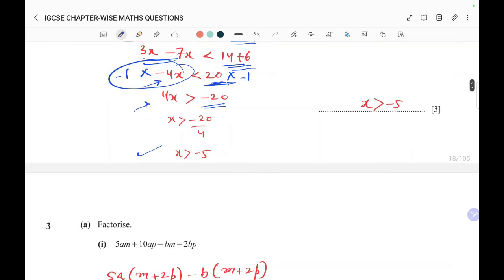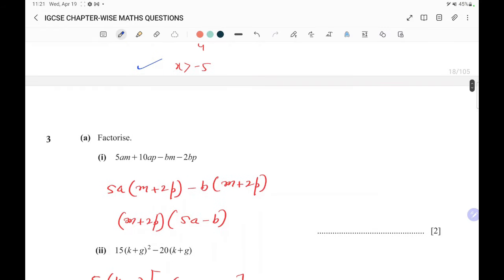This is question number 3. That's a factorization. Now 5a plus 10ap minus bm minus 2bp. So here if you observe between these two terms, here 5, and out of 5 and 10 we can take 5, and here you can check a, and here also you can check a. So 5a you can take common. Now 5m will be left, and then plus twice of p will be left, because out of 10, 5 you have taken common.